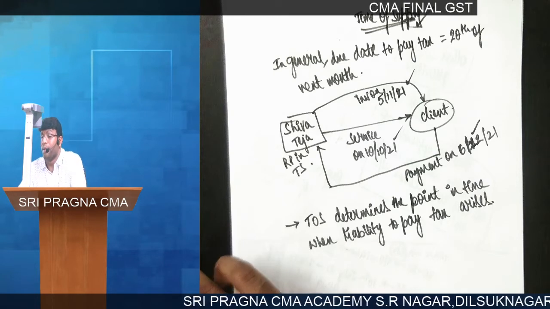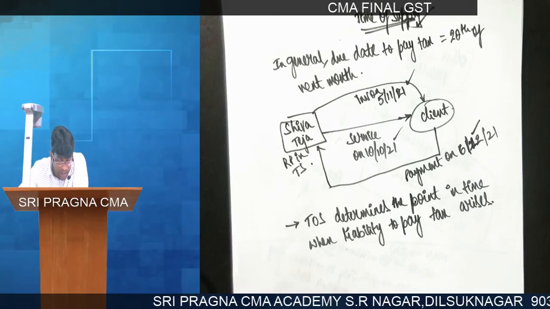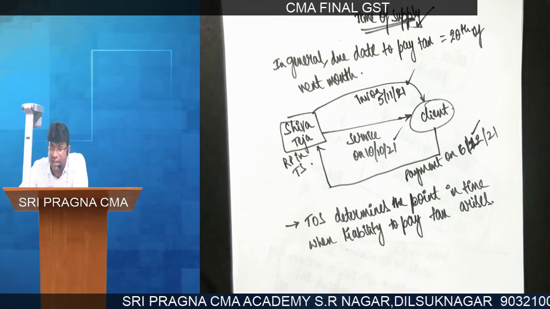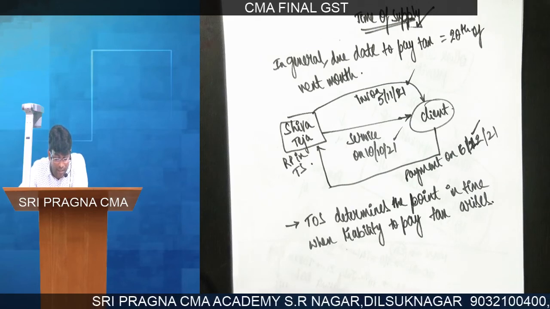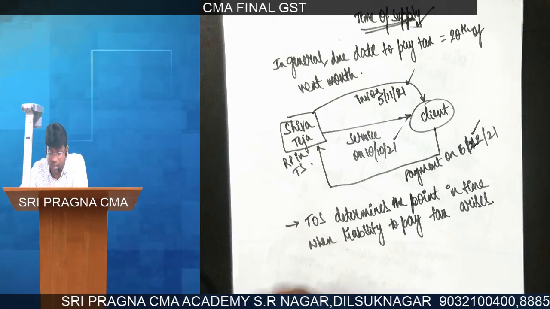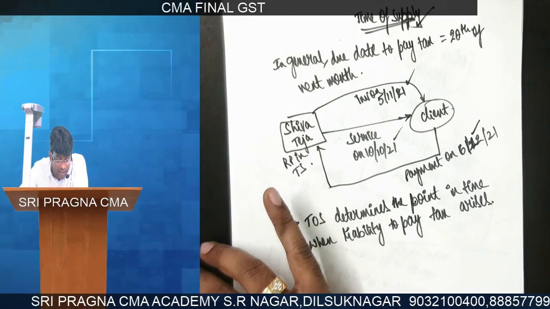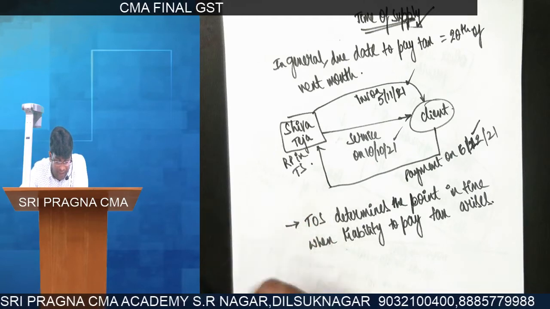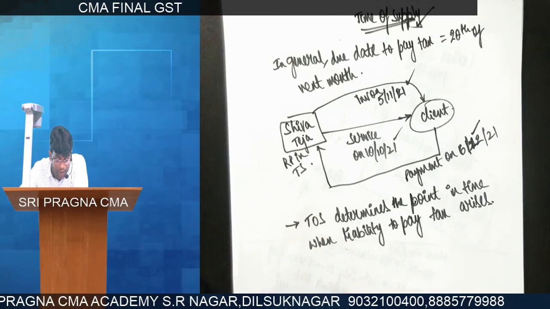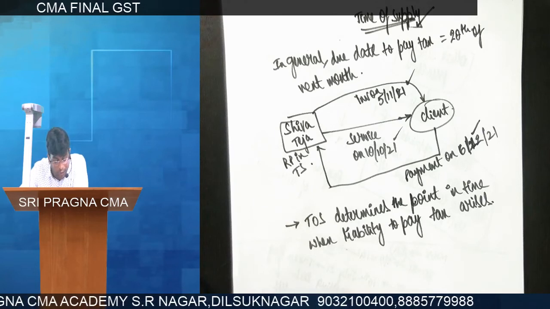So one time a small question came in exam. Tell the answer for this. Mr. A is a registered person engaged in providing consultancy services in Uttar Pradesh. His turnover in the preceding financial year is 45 lakhs. Can he opt for composition scheme under section 10(1)?